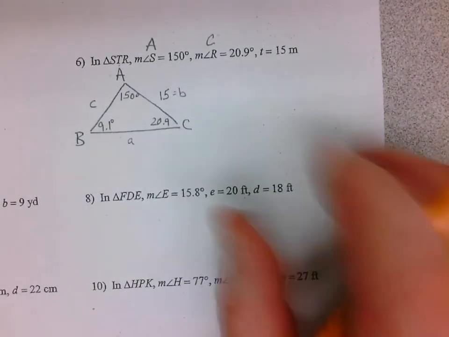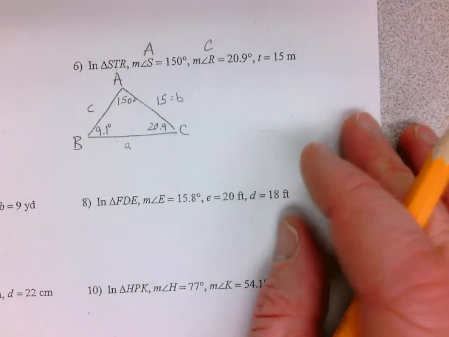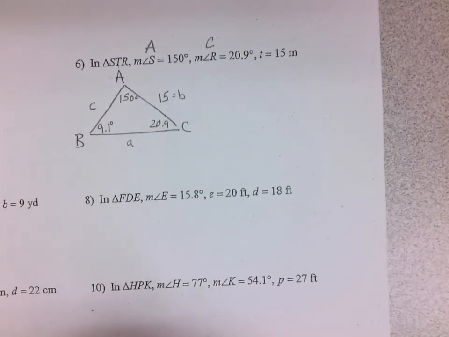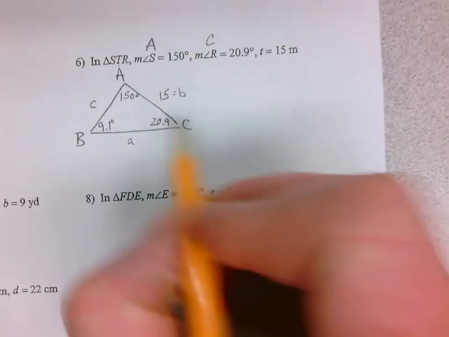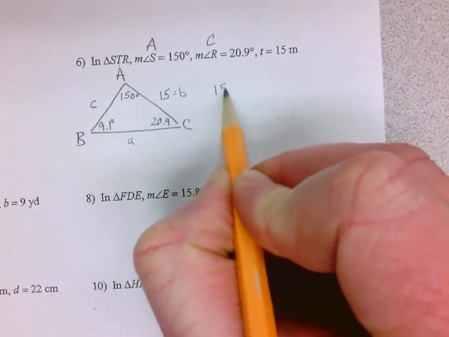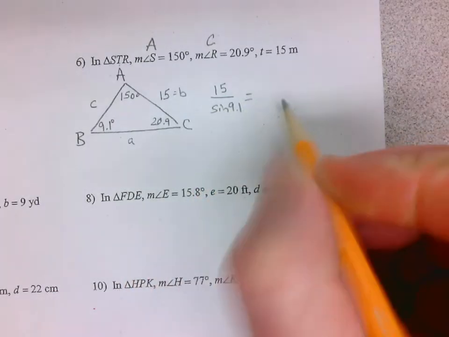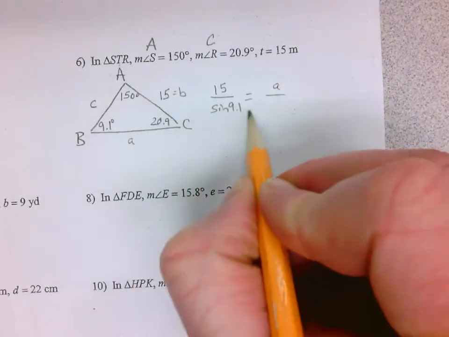So what the directions said, solve each triangle, means find the other angles and the other sides. You can't use the Pythagorean theorem because it's not a right triangle. So set my equation up: 15 over the sine of 9.1 equals a over the sine of 150.